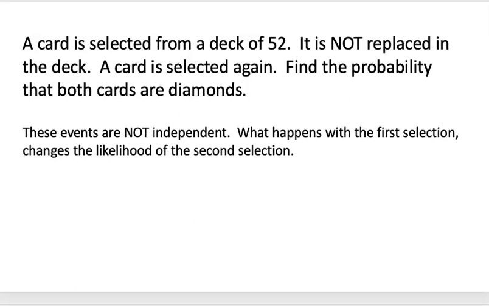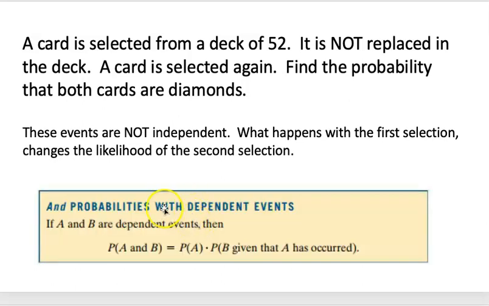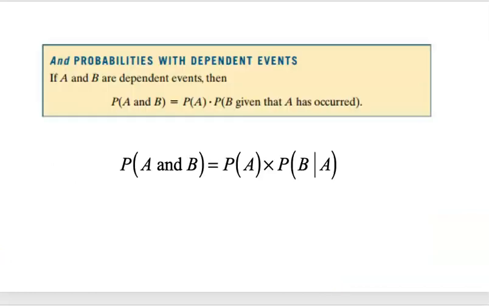We need a general rule. This author calls them with dependent events, but frankly it works with any. So the probability of A and B is the probability of A times the probability of B given that A has occurred. That's our rule. We want to use a more efficient notation, so this is the notation I prefer.